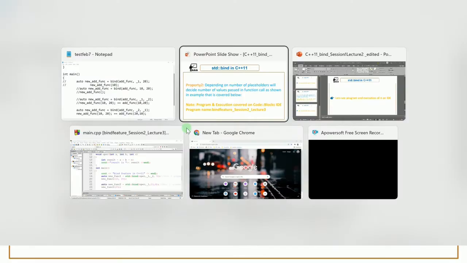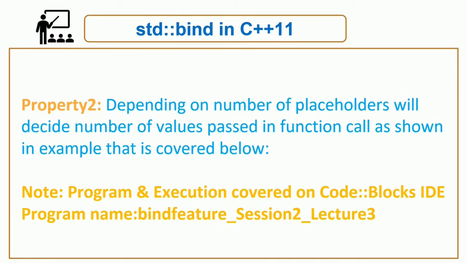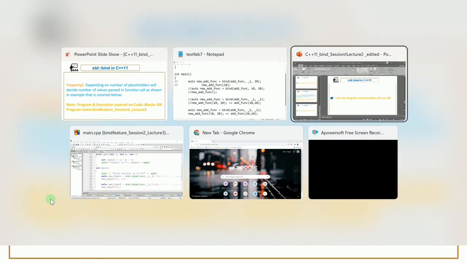this property will work. Just moving on to the slide, you can see depending on the number of placeholders will decide the number of values passed in the function call. Now let us see the Code::Blocks IDE.